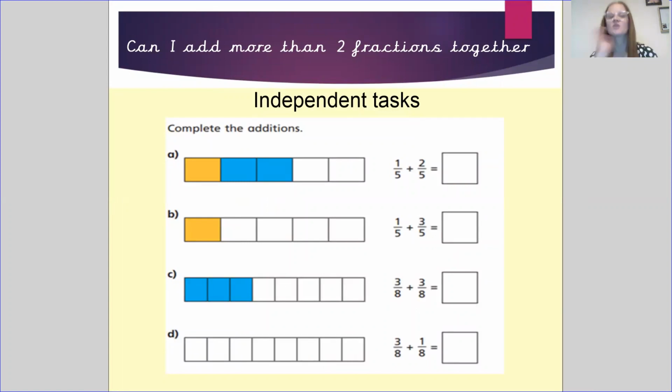Right, your independent task is the following. Okay, so your first question is 1/5 plus 2/5. Your next question is 1/5 plus 3/5. Then you have 3/8 plus 3/8. Then you have 3/8 plus 1/8. So complete these questions using your bar model.